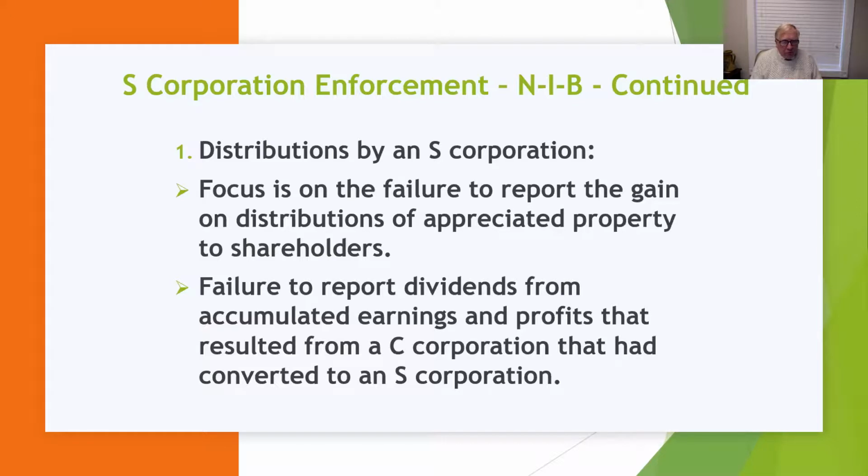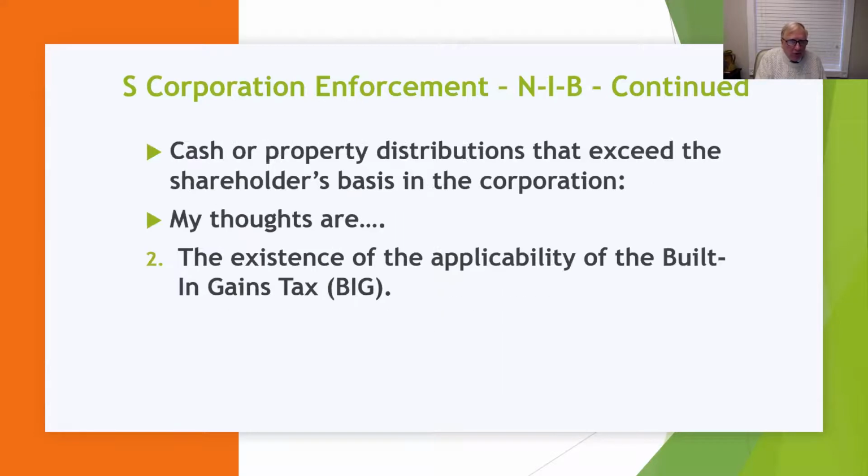that resulted from a C corporation that converted to an S corporation. This nonsense a few years ago of this rush for C corporations to convert to S corporations to get the qualified business income deduction. Again, one of the side effects from that, if you did that, is the accumulated earnings came over to the S corporation, are segregated, and are subject to taxability as a distribution. Cash or property distributions that exceed the shareholders' basis in the corporation. And my thoughts are, these are hot issues.